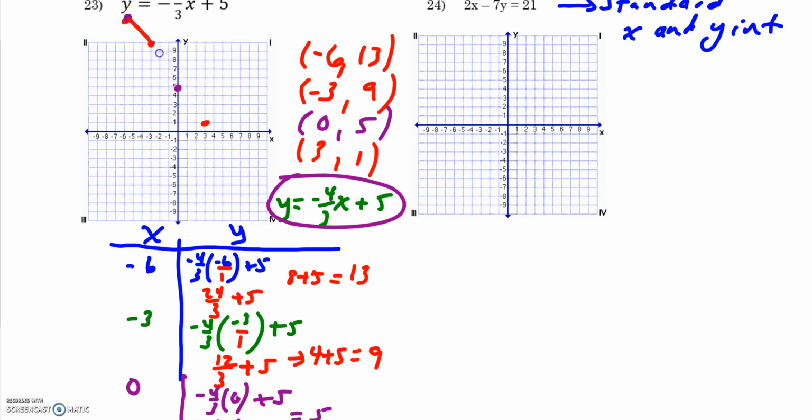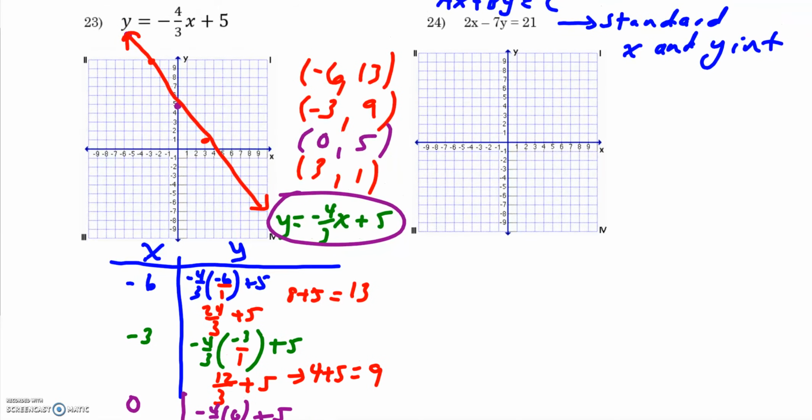So if I connect all of my points, again, sorry about not being perfect, if I connect all my points, that would be the equation of my line graphed. Now, as you can see, tables I know are a little bit tedious, but it's really good for practice with the order of operations.